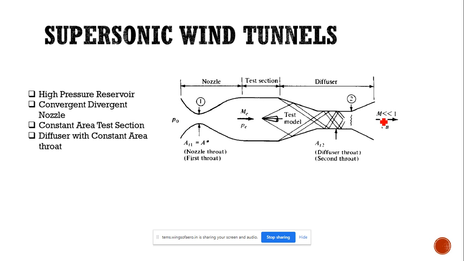See, anyone tell me what will happen if At2 is less than At1? That means the area of the throat at the diffuser is less than the area of the throat at the nozzle. What if At1 is greater than At2? If we are designing a supersonic diffuser for this supersonic wind tunnel with this type of throat area, what will be happening?